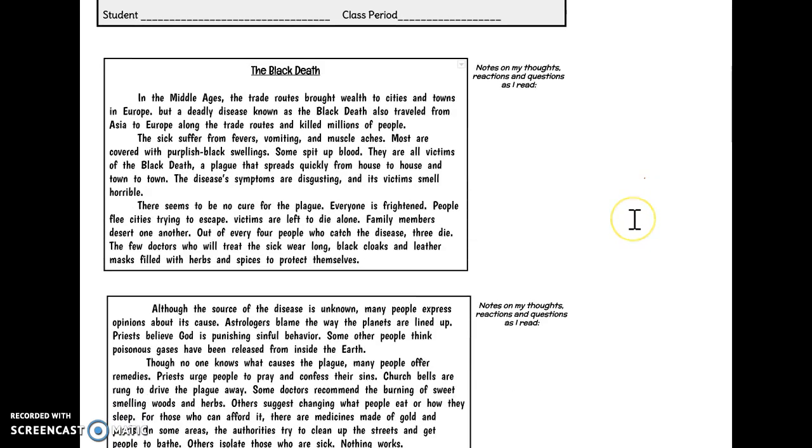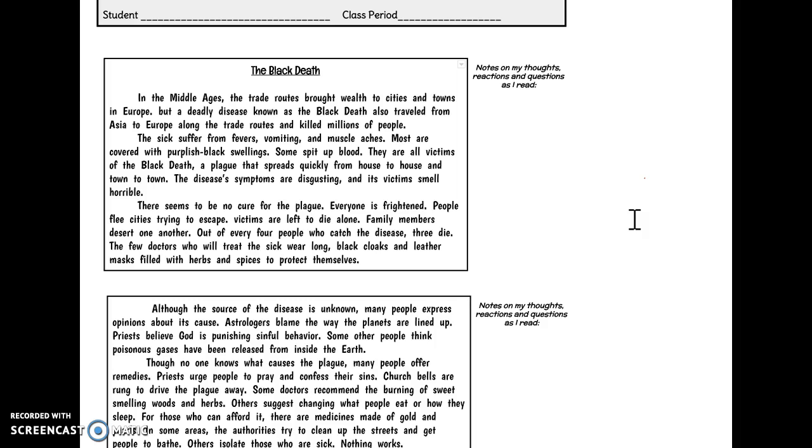The Black Death. In the Middle Ages, the trade routes brought wealth to cities and towns in Europe. But a deadly disease known as the Black Death also traveled from Asia to Europe along the trade routes and killed millions of people. The sick suffer from fevers, vomiting, and muscle aches. Most are covered with purplish black swellings. Some spit up blood. They are all victims of the Black Death, a plague that spreads quickly from house to house and town to town.